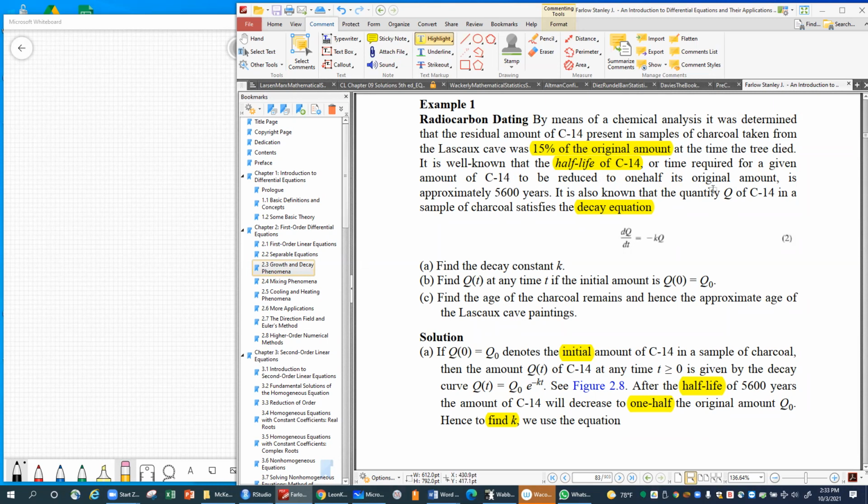The half-life of C14 is 5,600 years. Half-life means half of the original amount.